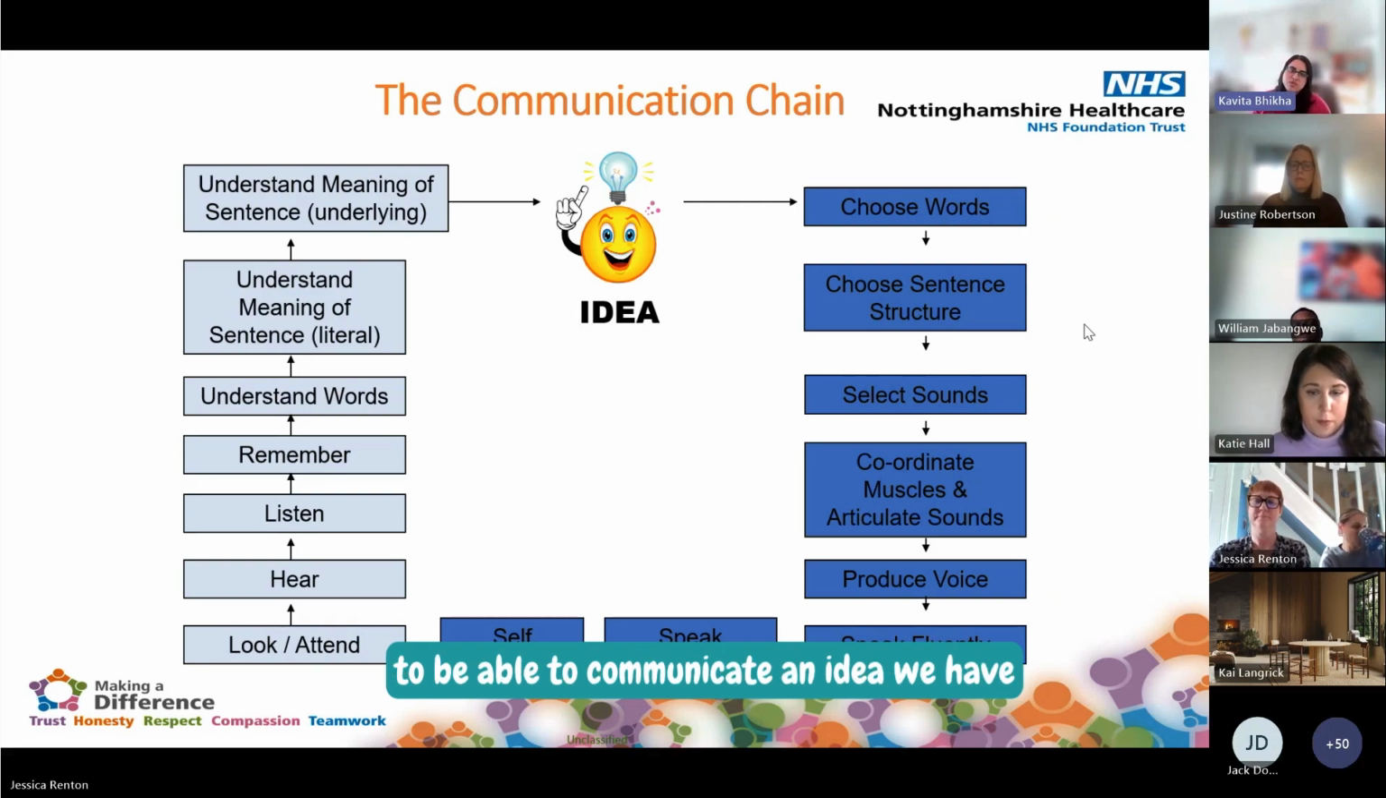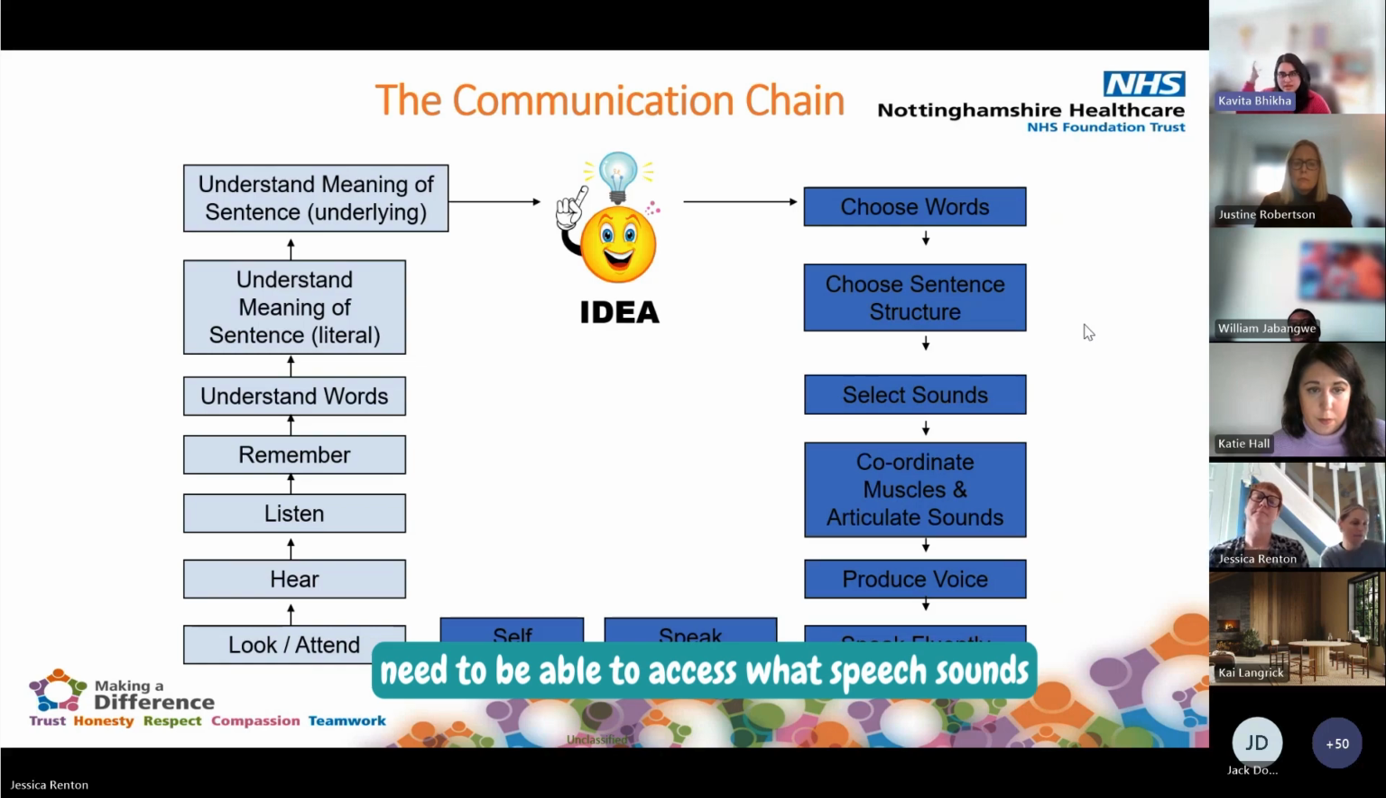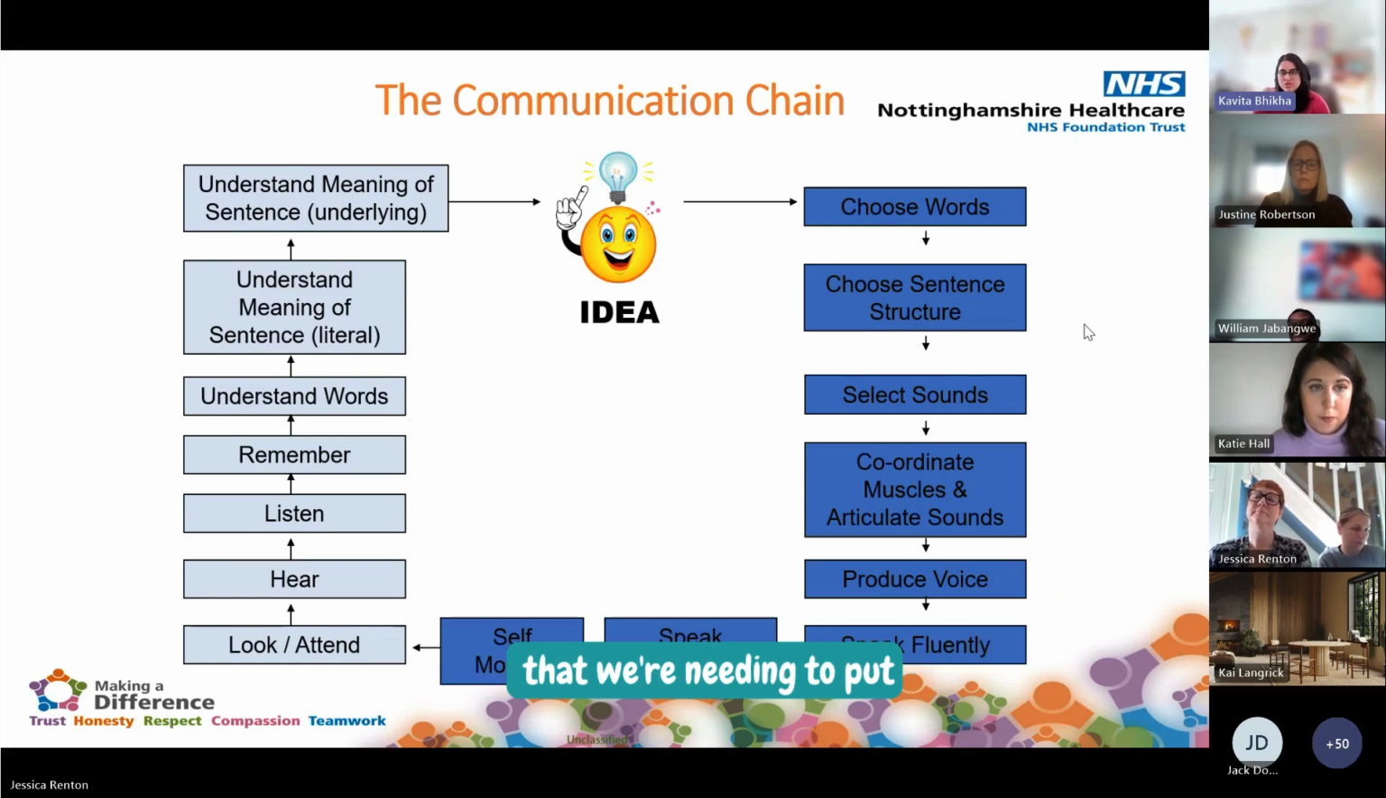So obviously, to be able to communicate an idea, we have to be able to choose which words we need to use, and the vocabulary. We've got to think about the grammar and the sentence structure that we need to put that into. We need to be able to access what speech sounds we need to put together and coordinate our muscles to articulate that sound. We need to be able to produce a voice and also use that in a fluent way.